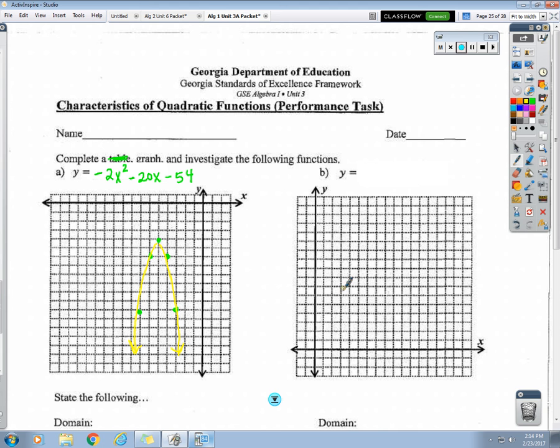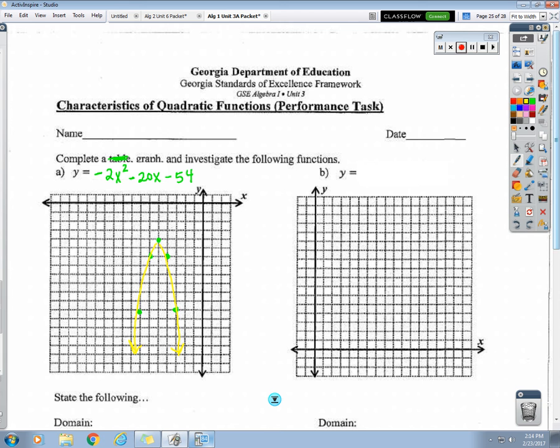Why is it that our parabola opens down? That negative out front. Well, the negative is what causes it to open down. What did the 2 cause to happen? It got skinnier. It's a vertical stretch.